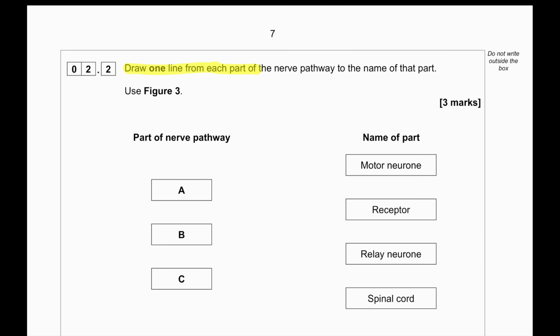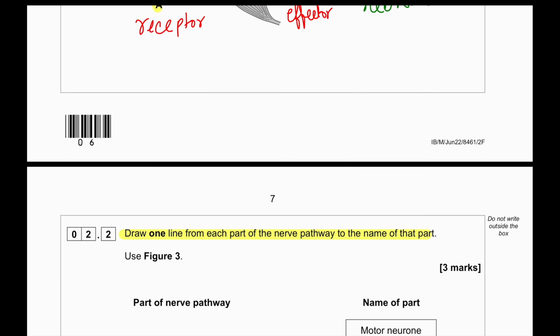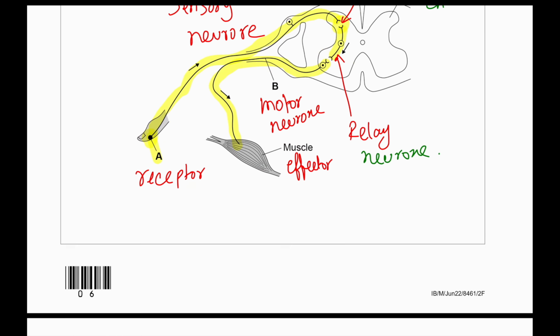Draw one line from each part of the nerve pathways to the name of that part. So A, all right. So definitely A is the receptor. Now B, in this case, B is the motor neuron. And C, which is the spinal cord.